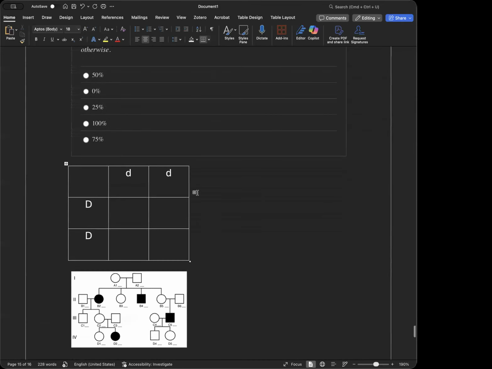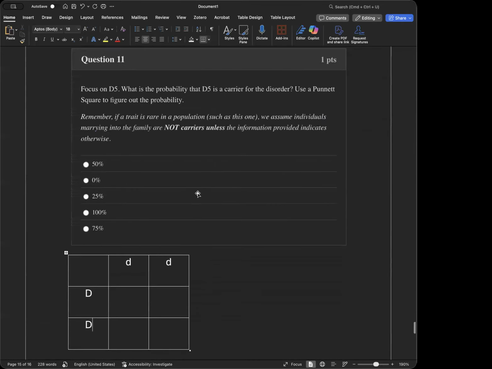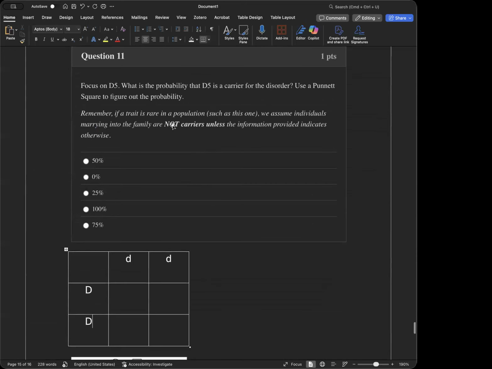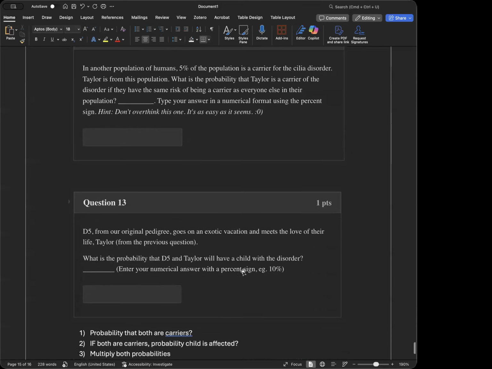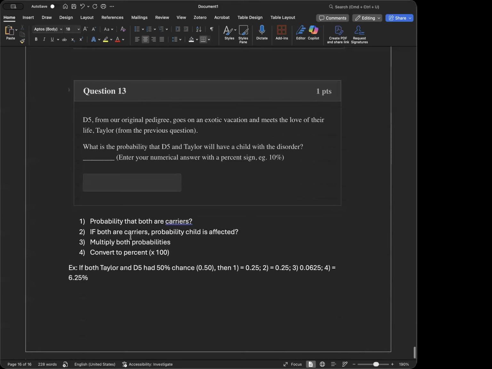For D5, we figured it out in question 11. So we are taking the probability from 11 and the probability from 12 to answer question 13. So our first step is to figure out the probability that both are carriers. We have those numbers. Then once we set that number aside, number two, just assuming that they're both carriers, what is the probability that their child will be affected?